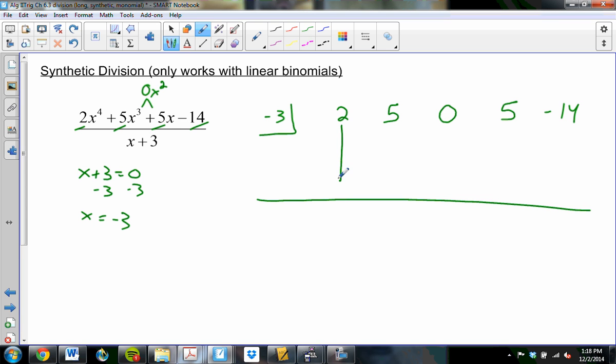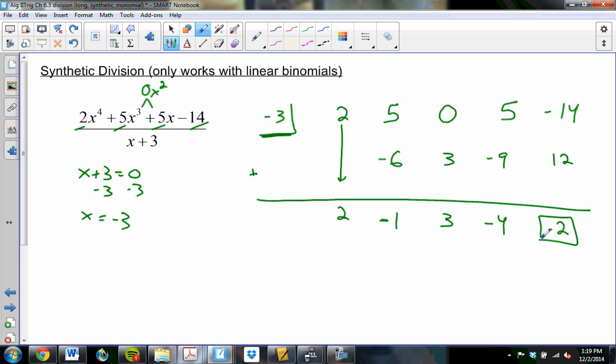This number 2, it just drops down. The first thing I do is -3 times 2, and -3 times 2 is -6, so I write that over here. And I'm going to add these 2 columns. 5 plus -6 is -1. I do -3 times -1, -3 times -1 is 3. I add that column. 0 plus 3 is 3. -3 times 3 is -9. I add again. 5 plus -9 is -4. -3 times -4 is 12. -14 plus 12 is -2. This last number goes in a box as my remainder again.